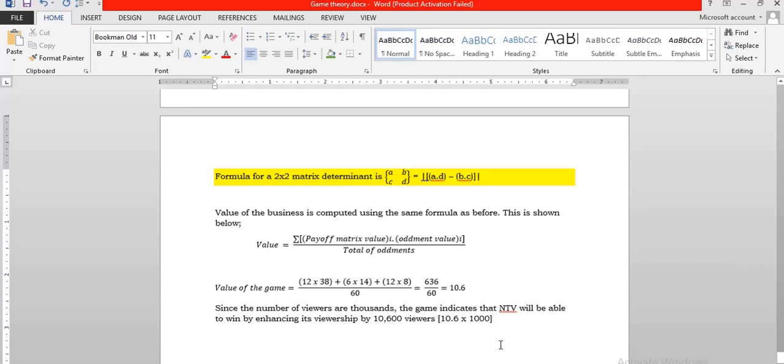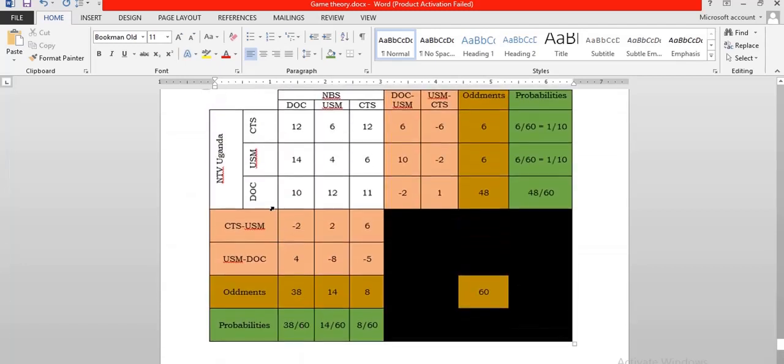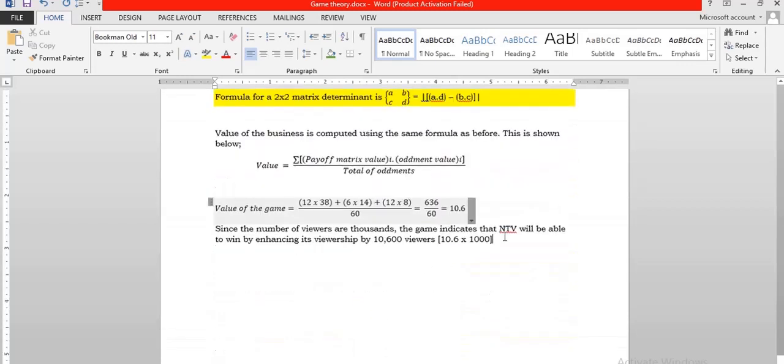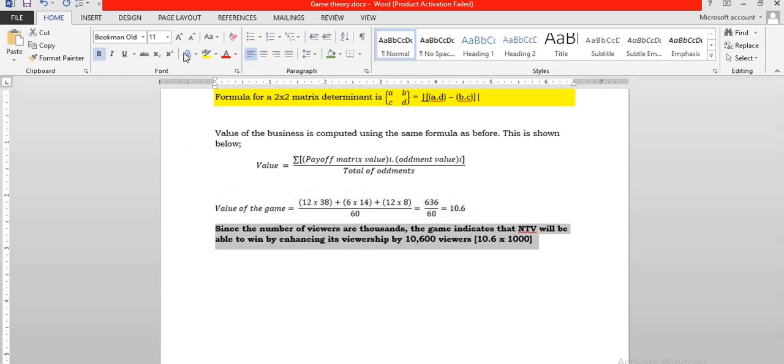And in your free time, you can try to use the second row, 14 times the oddment 38, 4 times the oddment 14, 6 times the oddment 8, divide everything by 60, and you see if you get the same value which we have got here. Okay, so basically this is how we conclude our discussion on game theory.